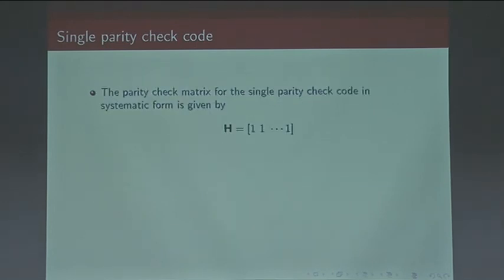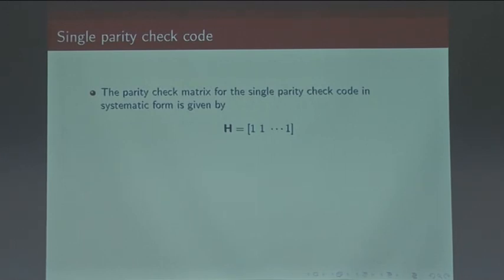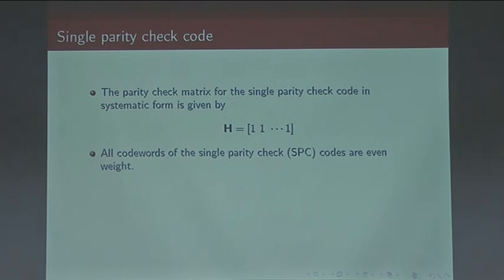In fact, from here also I can get this, some matrix P, and this is the identity matrix. So, if this is in the systematic form, I can write the H matrix as I and P transpose. So, H will come out to be this. And the interesting part about this single parity check code is all code words are of even weight. So, this can detect all odd weights.